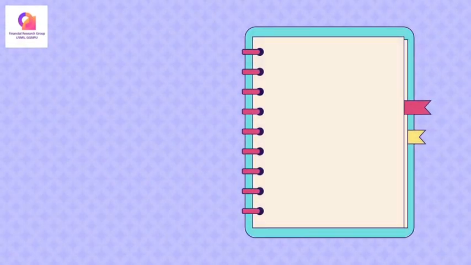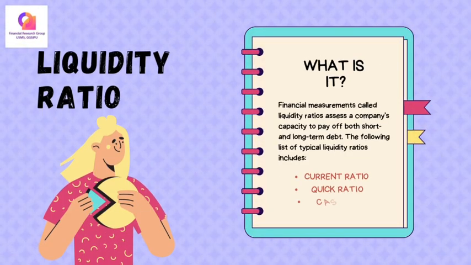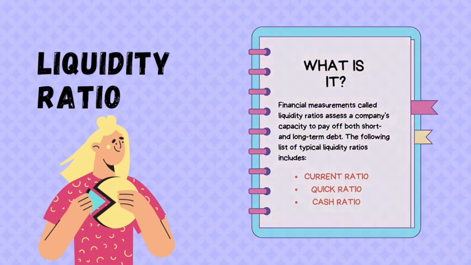So let's understand what is a liquidity ratio. Financial measurements called liquidity ratios assess a company's capacity to pay off both short and long-term debt. The following list of typical liquidity ratios includes current ratio, quick ratio, and cash ratio.